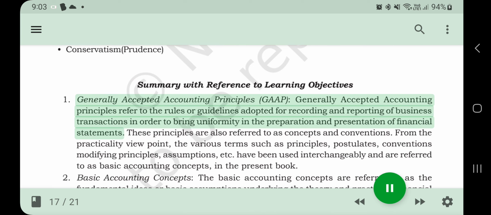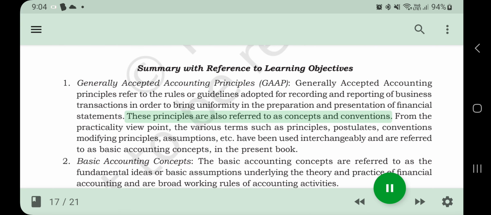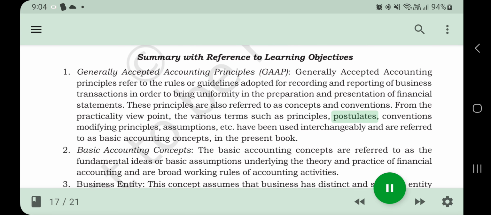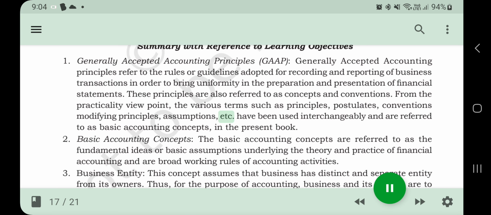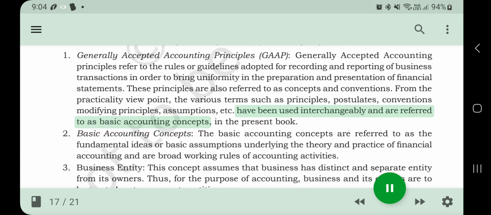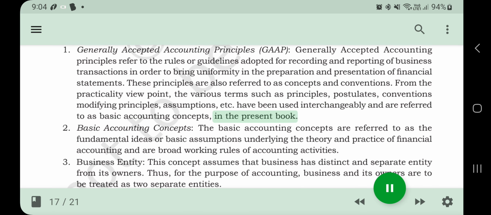1. Generally accepted accounting principles, GAAP. Generally accepted accounting principles refer to the rules or guidelines adopted for recording and reporting of business transactions in order to bring uniformity in the preparation and presentation of financial statements. These principles are also referred to as concepts and conventions. From the practicality viewpoint, the various terms such as principles, postulates, conventions, modifying principles, assumptions, etc. have been used interchangeably and are referred to as basic accounting concepts in the present book.